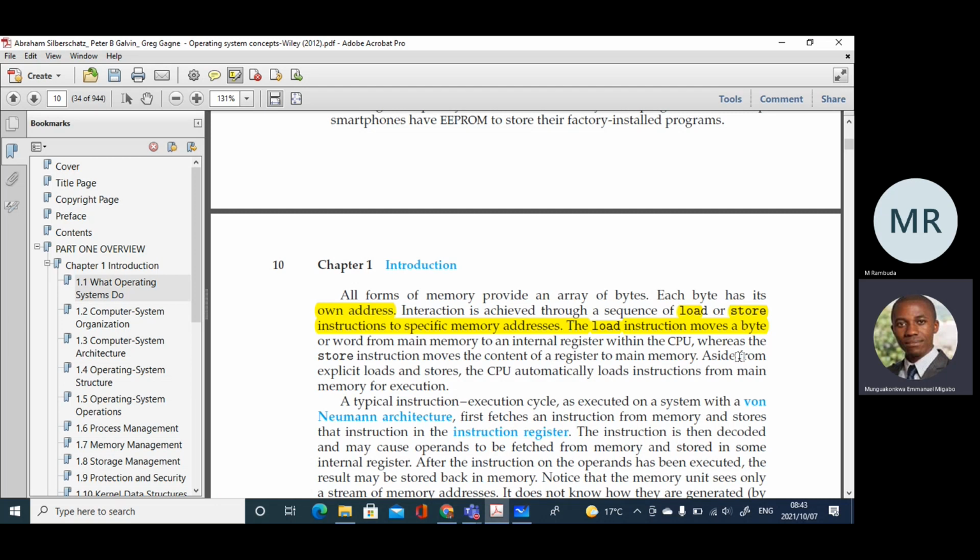So when it comes to storing, let's say after an addition, we want to store the result. The result will appear, let's say, in the accumulator, which is one of the special function registers of the CPU. Now we need to move it from there to an actual memory address, and that is the store instruction. Okay. Aside from explicit loads and stores, the CPU automatically loads instructions from main memory for execution. So some instructions are loaded automatically from main memory, meaning from RAM, for execution.